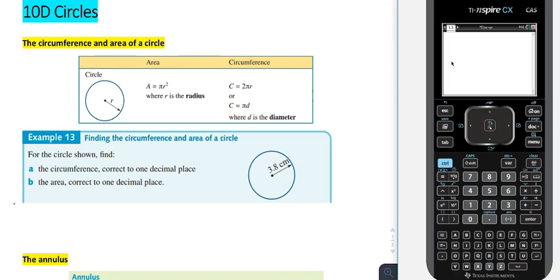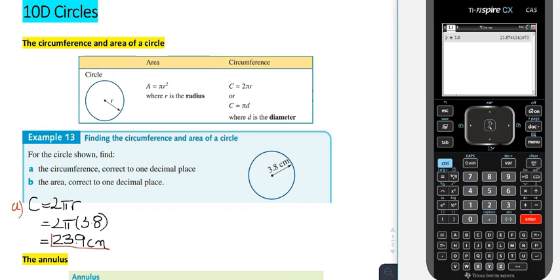Example 1 is looking at the circle with a radius of 3.8 centimeters, and we're asked to find the circumference correct to 1 decimal place and the area correct to 1 decimal place. It's a straight substitution, really. So circumference is equal to 2 times pi times r, which is equal to 2 times pi times 3.8. And I'm just going to use my calculator, and I get 23.9 centimeters.